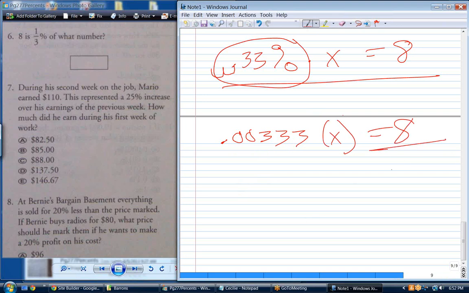So x is 8 divided by 0.00333. And what is that? That's 2.4, right? Yeah, and the way I do that would be I would do 8 over 1/3, which is 24, only it's 1/3%, so it must be 2,400.